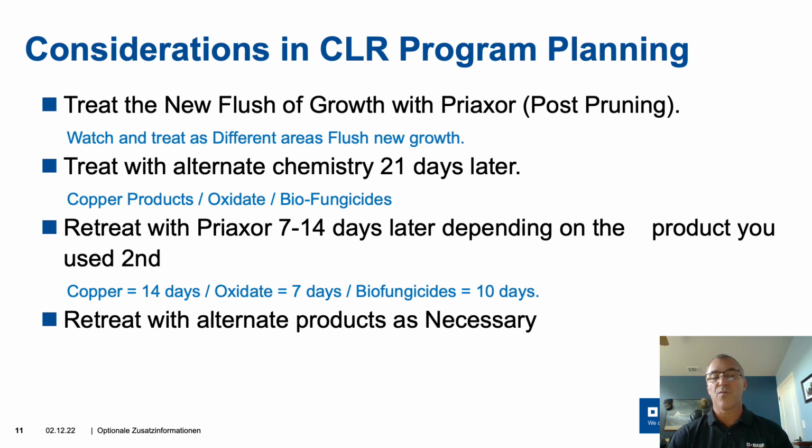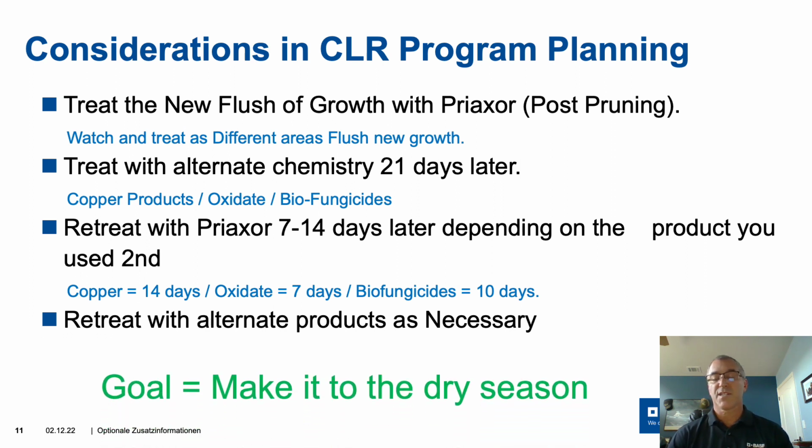But what we don't want to create is any gaps in between treatments. So your first spray Priaxor, your second spray an alternate chemistry, your third spray a retreatment of Priaxor, and then a retreat with any alternate product as necessary. Now, what does as necessary mean? I think we have to look at the goal. The goal is to make it to the dry season, to make it when things aren't getting moved around, splashed around, or quite as infective as they are in the wet season.